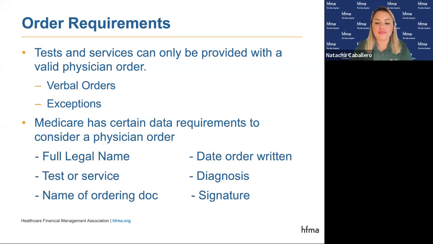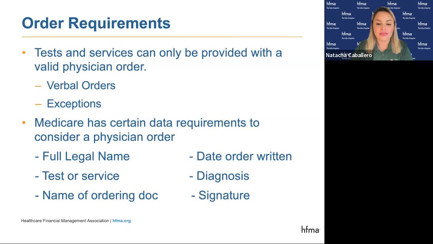Medicare requires the following data elements to consider a physician's order to be valid. And these are the patient's full legal name, the date that order was written, the test or service ordered, the diagnosis, coded diagnosis, or narrative description of the reason for the test or service, the name of the ordering physician or allied health professional, or AHP, and the signature of the physician or AHP ordering the test or service.